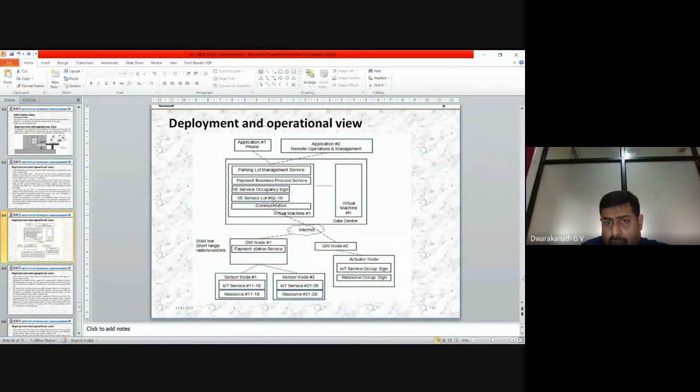Coming over here: parking lot management services, payment business process service, virtual entity service occupancy sign, and virtual entity service slots from 1 to 16, whether booked through the application or not. Virtual machine 1 will start here. Application number 1 is the phone, and application number 2 is remote operations and management. Either from my system I can book it, or from my mobile I can book it, so I can book both ways. Then it comes to the role: seeing a screen display I can book, or seeing it from the mobile itself it can be booked. Then how you can manage the occupancies is an important thing here.